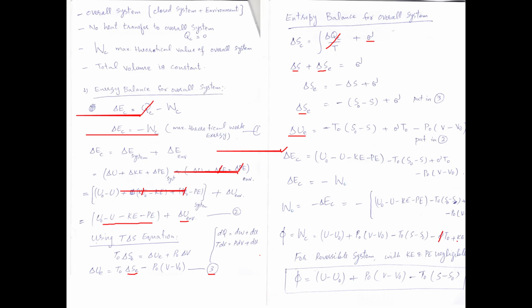Similarly, if this system is static, there is no change in kinetic energy and potential energy. So the simplified form of the exergy phi would be equal to U minus U naught plus P naught into (V minus V naught) minus T naught (S minus S naught). So from this equation we can calculate the exergy of a closed system. So exergy means work potential of any system.